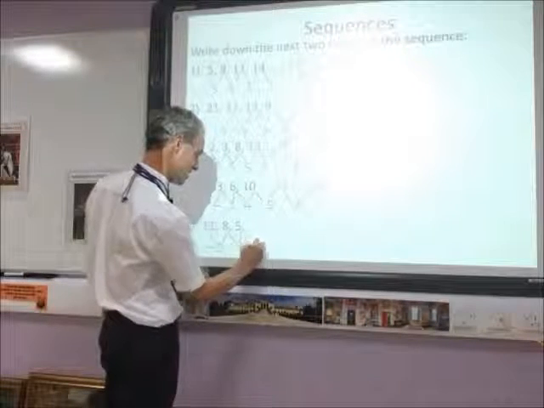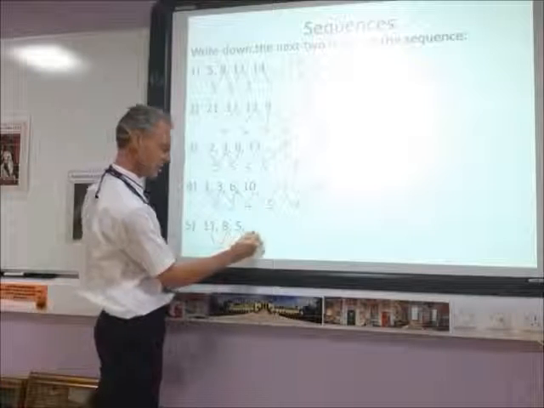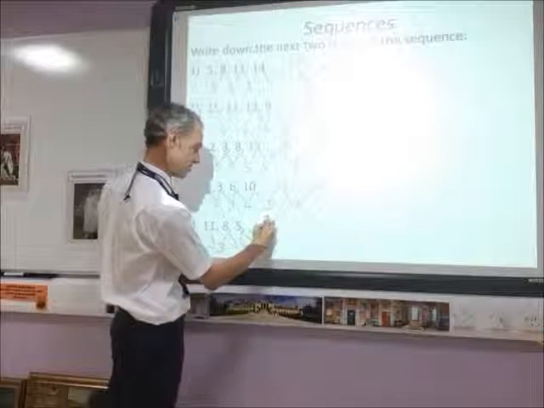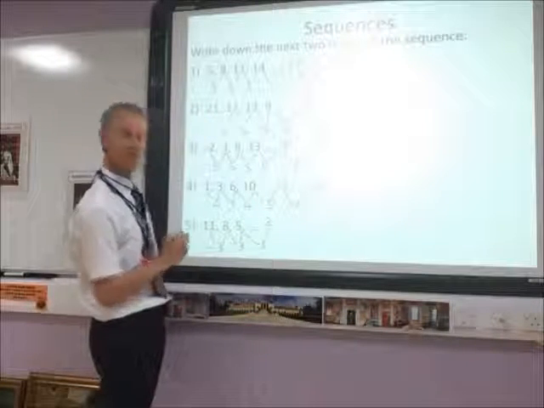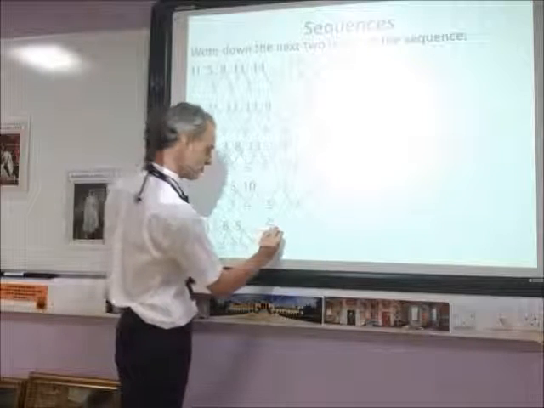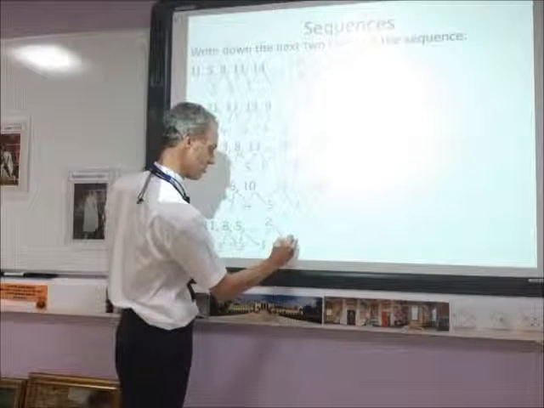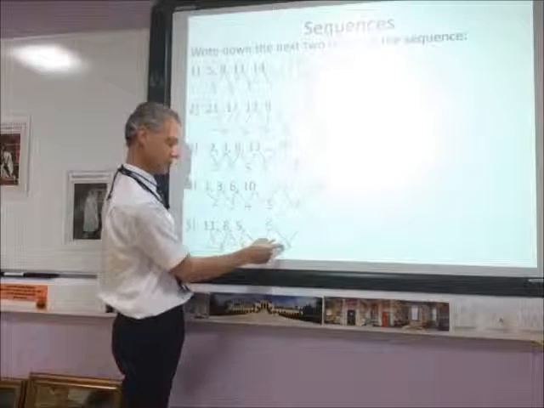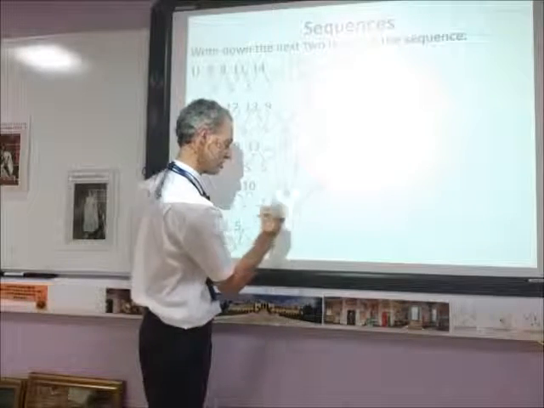So we'll do the same here. After 5, I need to go down 3. So 5 take away 3 gives me 2. To find the next one in sequence from 2, again, I need to take off 3. So 2 take away 3 gives me minus 1.